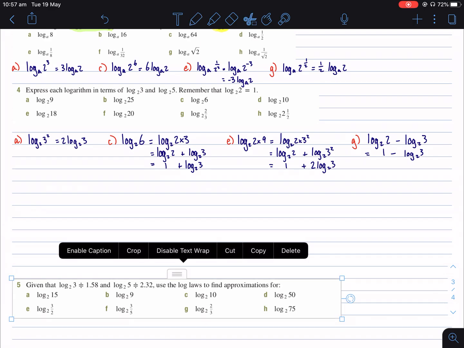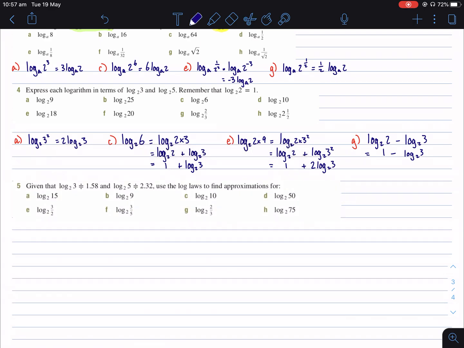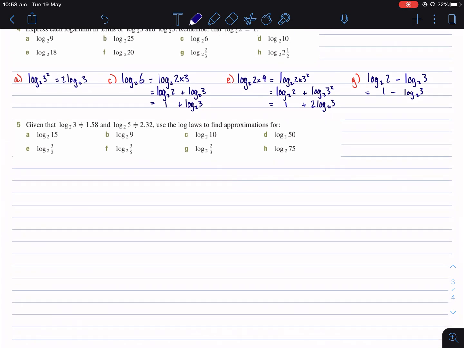Now we're going to do something similar, but we have actual numbers to go. So we're going to do essentially what we did for 4, but then we're going to sub in the 1.58 and the 2.32 where we need. So if I'm trying to figure out log base 2 of 15, that's the same as log base 2 of 3 times 5, isn't it? 15 is 3 times 5. So I've got log base 2 of 3 plus log base 2 of 5. Log base 2 of 3, they've told us that that's approximately 1.58. Log base 2 of 5, that's approximately 2.32. So this whole thing comes out as approximately 3.9.